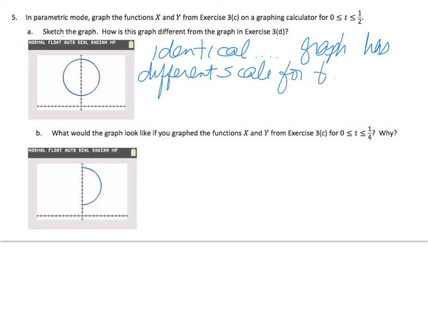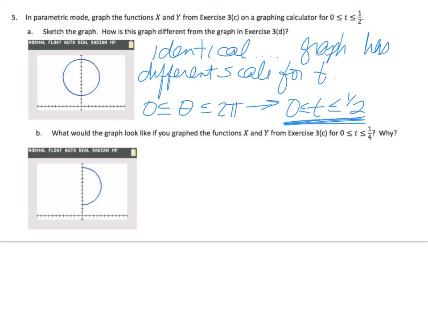For the parameter of t, instead of needing 0 is less than or equal to theta is less than or equal to 2 pi, we use 0 is less than or equal to t is less than or equal to 1/2, since the wheel makes one complete turn in 1/2 a minute. So that's our time. We do one complete turn in 30 seconds, or half a minute.